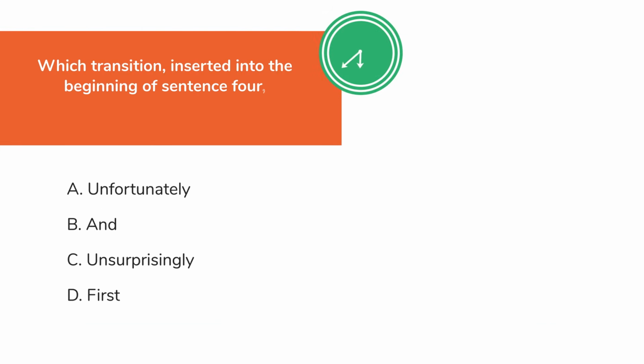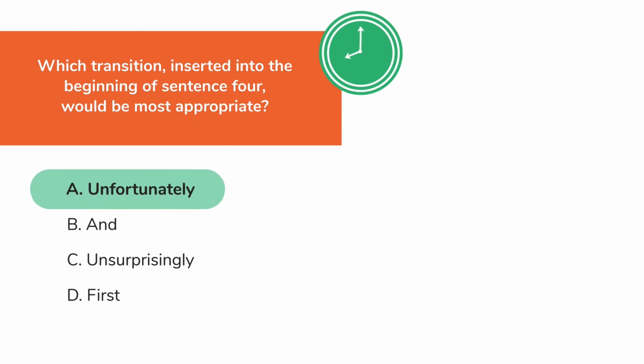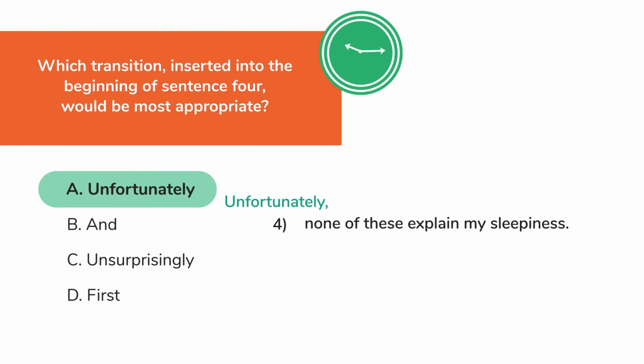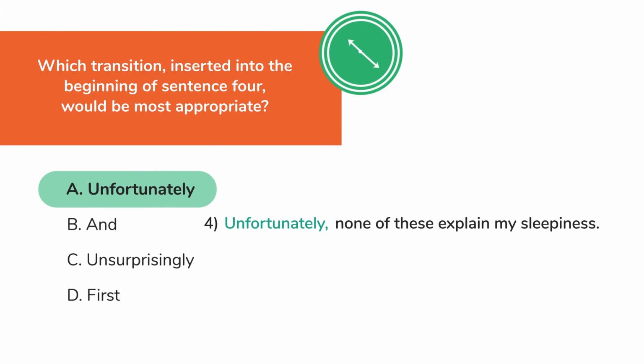Which transition inserted into the beginning of sentence 4 would be the most appropriate? The best answer is A. Let's read sentence 4 again with this transition inserted. Unfortunately, none of these explain my sleepiness. This makes sense because the true reason for the writer's tiredness is something more widespread, impacting many students, and was not addressed prior to sentence 4.